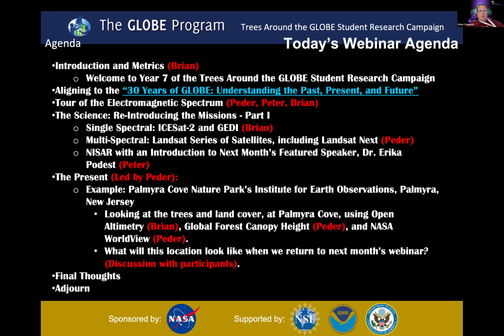With the data that you can compare to the GLOBE data, a lot of that data comes from satellites, NASA satellites. We have the Landsat series, which is NASA and the United States Geological Survey. But in order to understand how these missions work and how we can compare the data to the GLOBE data, like tree height, land cover, and green up, green down, we need to know a little bit about how these satellites work and what they're looking at. That's why we have on here, like I mentioned earlier, single spectral versus multi-spectral, and then a little bit about NISAR. And then we're going to talk about something close to John Moore's heart. So Peter is going to start off the presentation.